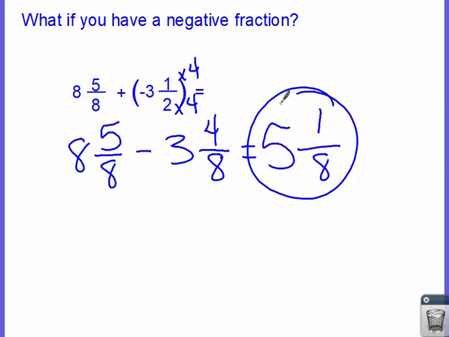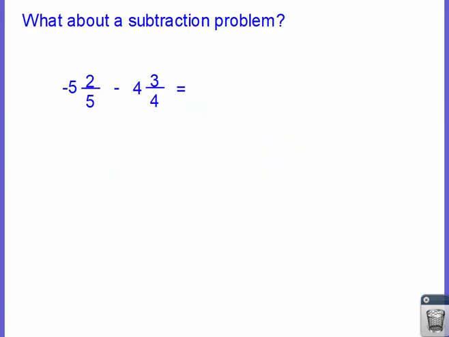So the rules, all it does is it tells us what we're going to do with the mixed number problem. Are we going to add? Are we going to subtract? What are we going to do because of the signs? So one last question, and then we'll be done for the day.